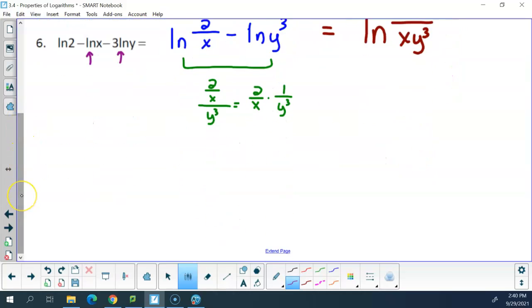So yet a third way of thinking of it is we could have this be natural log of 2 minus the quantity natural log of x plus natural log of y cubed. Okay? And then those two inside the parentheses get combined with multiplication, but then get divided by the 2.